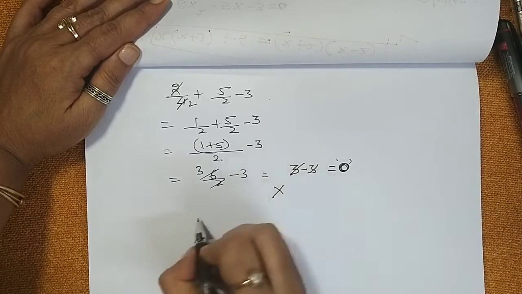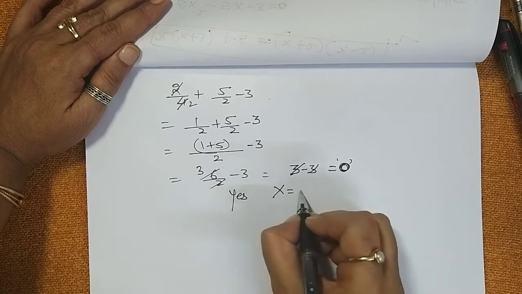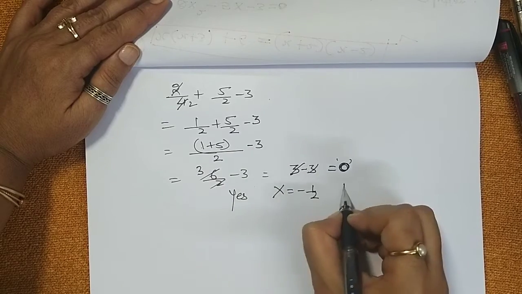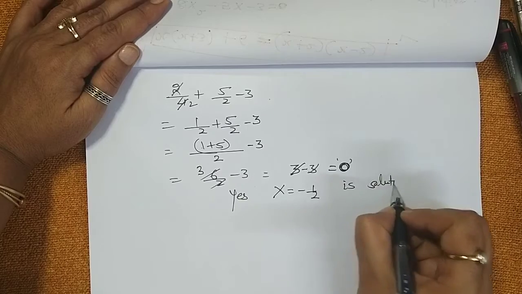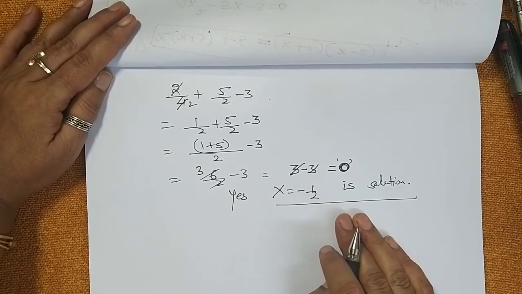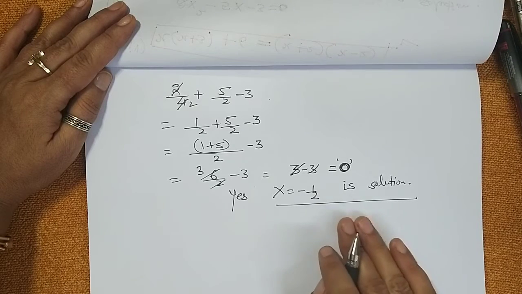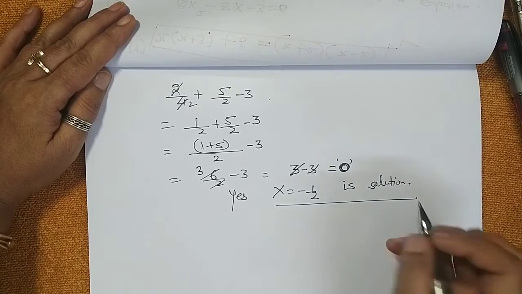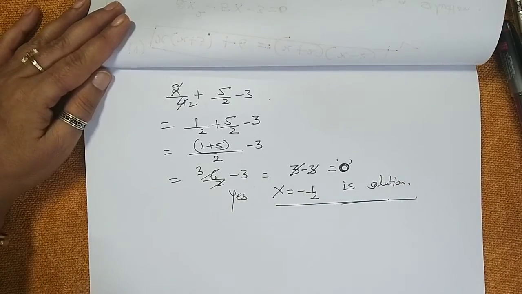If it is 0, what does it mean? Yes, x is equal to minus half is a solution. That's how we check. If some number is not the solution, then you will not get 0. Okay, we will see in the next question.